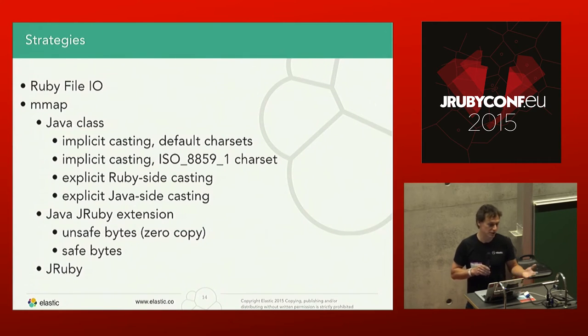The base benchmark that we're going to use is plain Ruby file.io, obviously. After that, we're going to see can we do better with mmapping, so memory mapping. I'm going to talk about that. We're going to have a Java class implementation, and we're going to test different strategies to talk to the Java class, so implicit casting, explicit Ruby-side, Java-side casting, play with the character set a little bit. We're going to build a JRuby extension in Java, and then have a pure Ruby implementation also, and check the performance results.